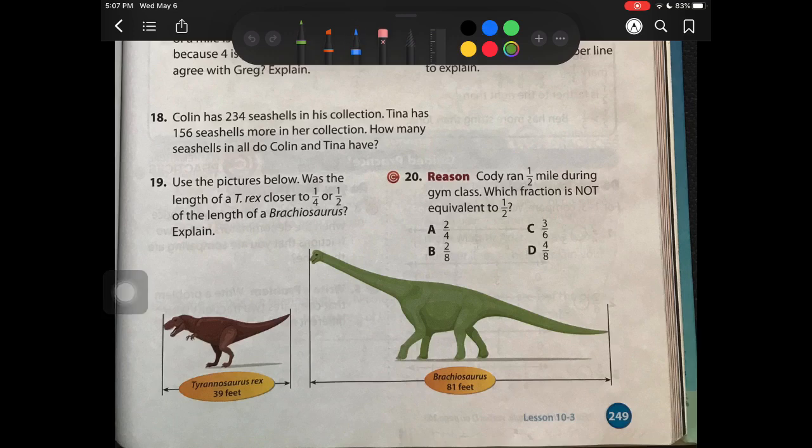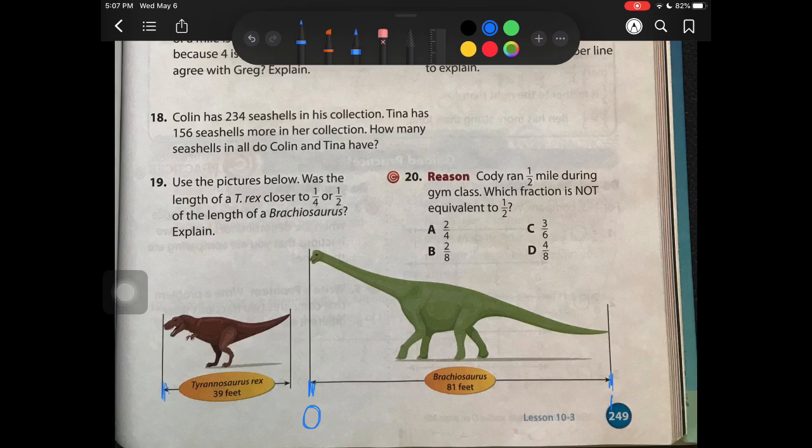So here I go. Here I'm going to write. Let's see. We'll try blue. Oh, good. That's nice and dark. So let's say here's the starting, and that's a 0. And all the way to the end of the number line, that's one whole Brachiosaurus. Okay?